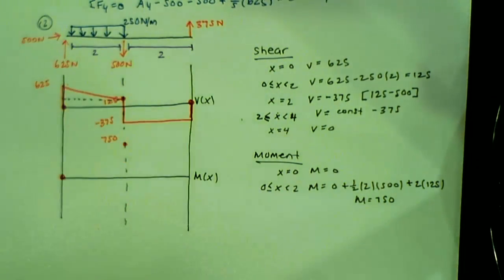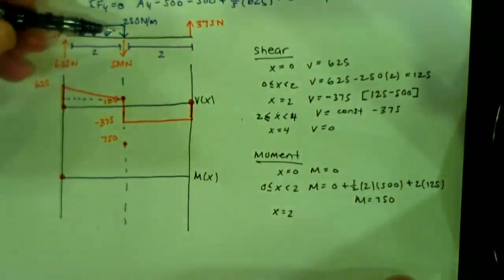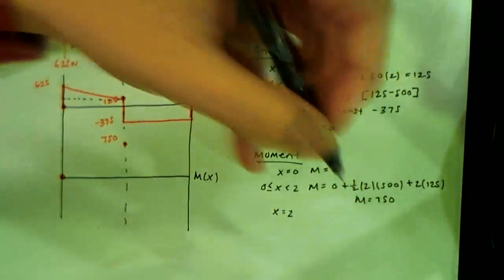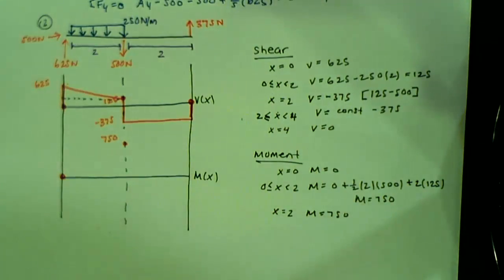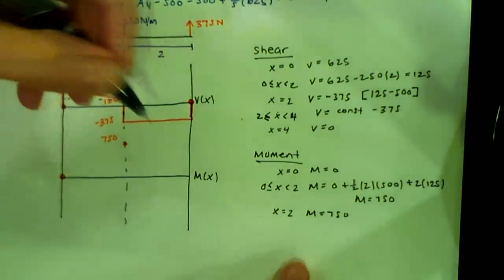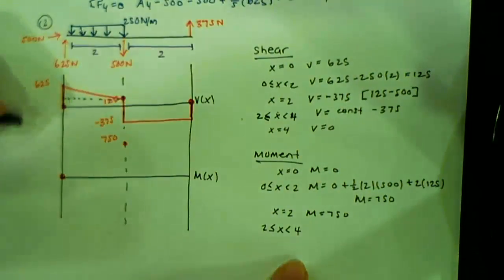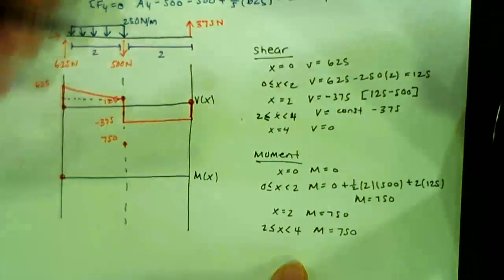And then I'm going to go over how we find the shape of that in a second. So next, if I look at x equals 2, do I have any concentrated moment at that point? No. So moment still equals 750. So there's no jump in the graph at all. So now if I look at 2 to 4, my moment is equal to 750, but what happens to it?